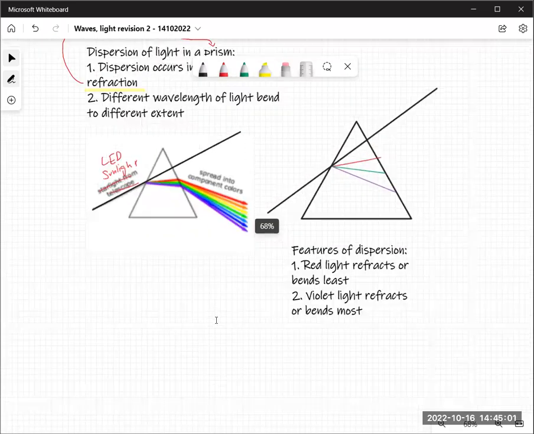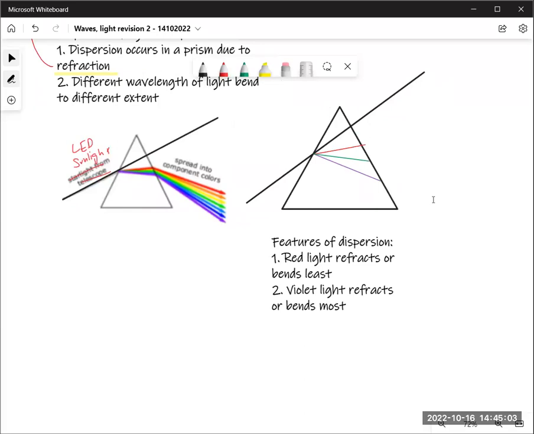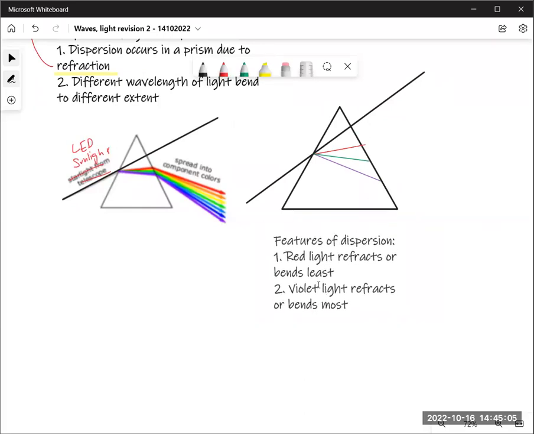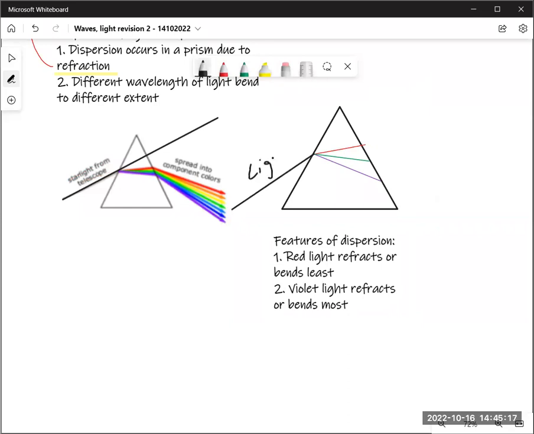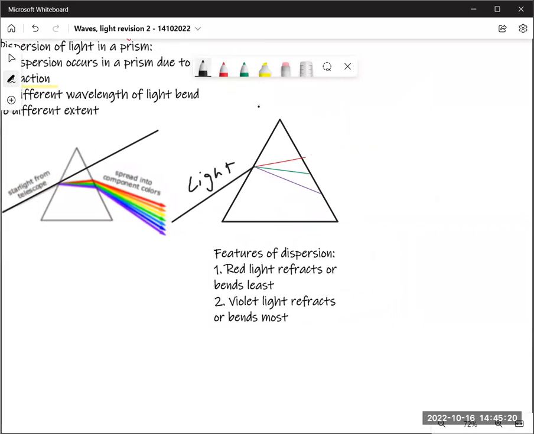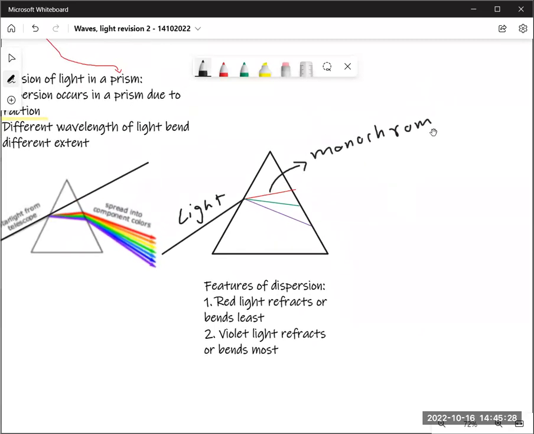Now, from this, we realize one more thing, by the way. Shreya, can you hear me? I can. Okay, so this is light. What you're receiving over here is called monochromatic light. Do you know what this means? Ayan, what does it mean?